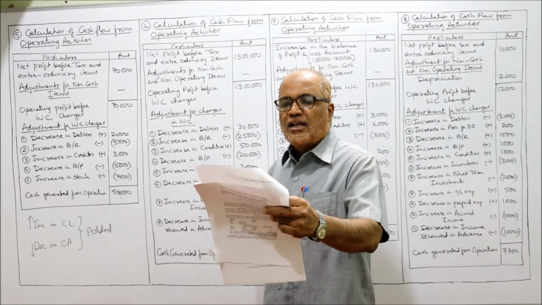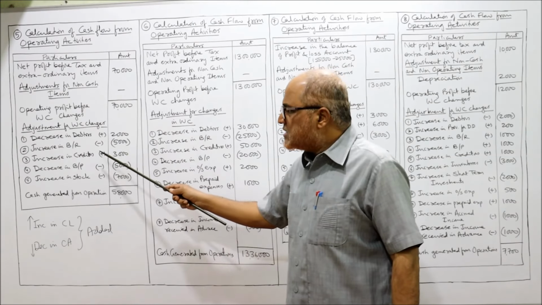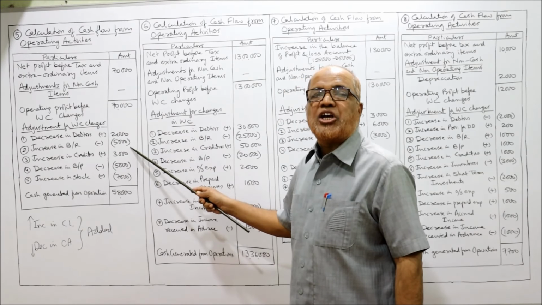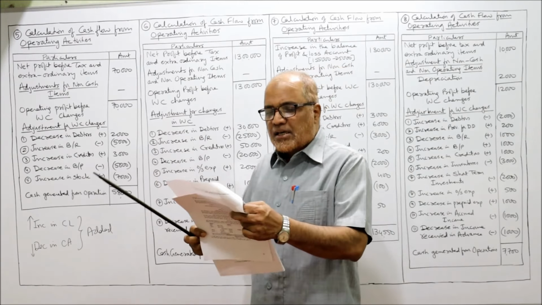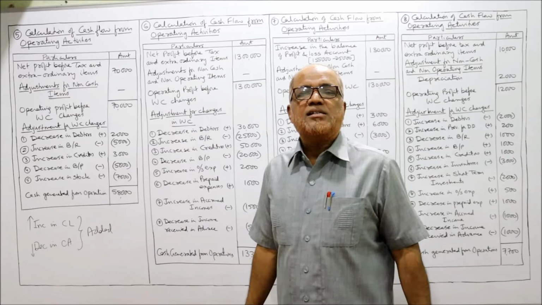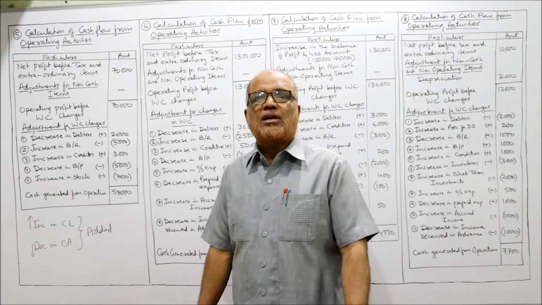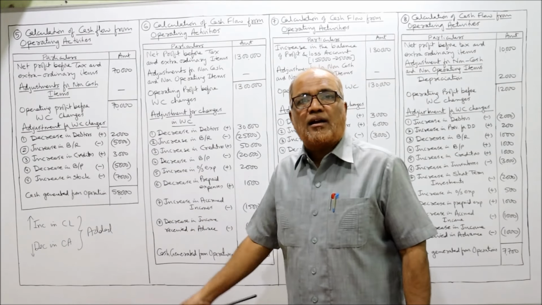How much is the difference? 13,000 minus 8,000, 5,000 rupees, deduction. It is deducted, that's why I am putting it in bracket. Bracket denotes subtraction, minus. You are deducting 5,000. Next comes creditors. Creditor is a current liability. Now you see, last year 47,000, current year 50,000. Increase in current liability.